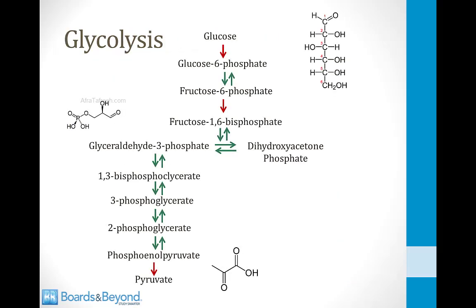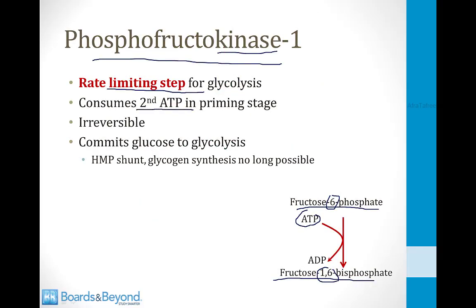If we go back to our overview slide, we previously talked about the conversion of glucose to glucose 6-phosphate. This is a reversible step here, so now we're going to talk about this step right here. It is the second irreversible reaction of glycolysis. This step consumes the second ATP in the priming step. As I said before, it's irreversible.